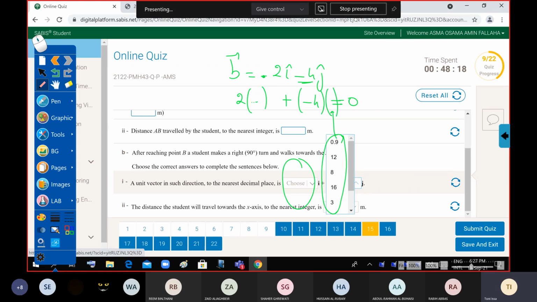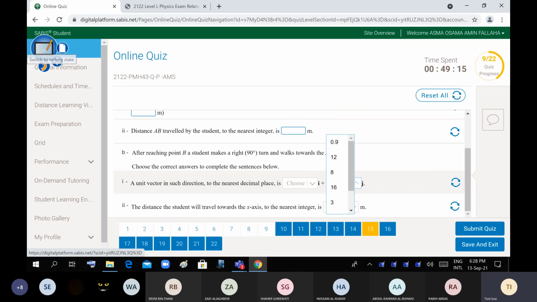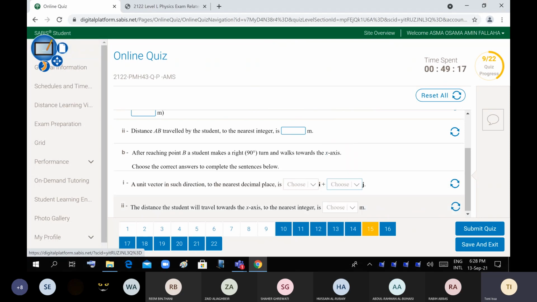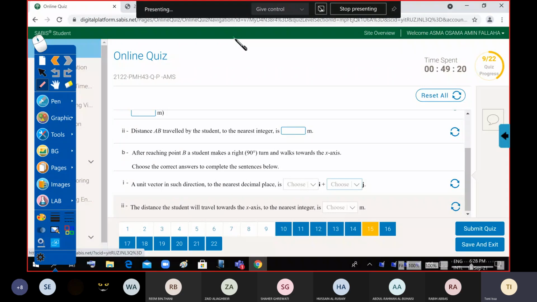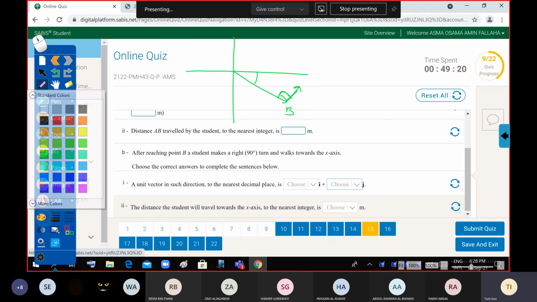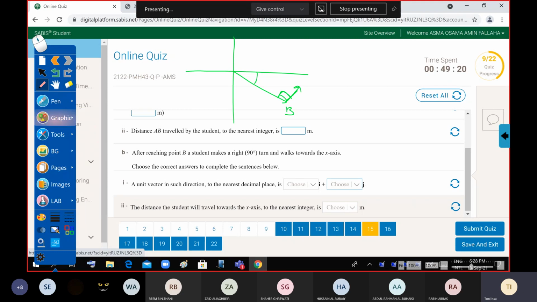Double I. The distance the student will travel towards the x-axis, to the nearest degree. Look what will happen. When you draw B, this will be B. You find this angle, but this is 90, right? He turned 90 degrees. They are asking you about this distance, this D. How can I find it? All you have to do is find this angle theta. How can I find it?